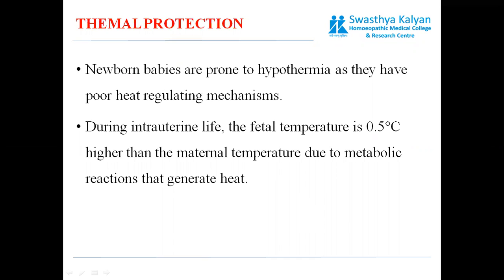The fetal temperature is 0.5 degrees centigrade higher than the maternal temperature during the intrauterine life. So during this life the temperature of the fetus is 0.5 degrees centigrade higher than the maternal temperature, and this temperature is high due to metabolic reactions. The metabolic reactions which take place generate the heat. And this is the reason that during the intrauterine life, the fetal temperature is higher than the maternal temperature.